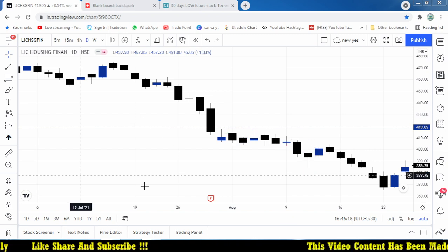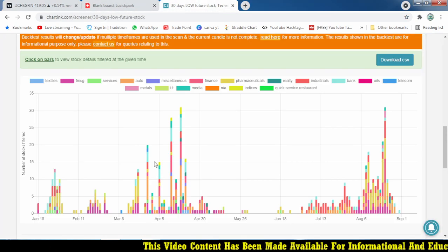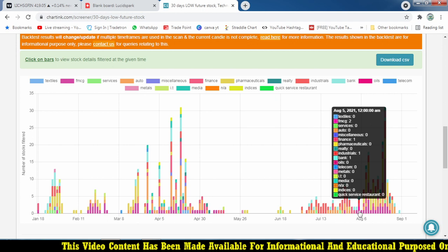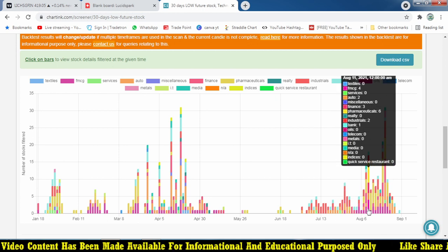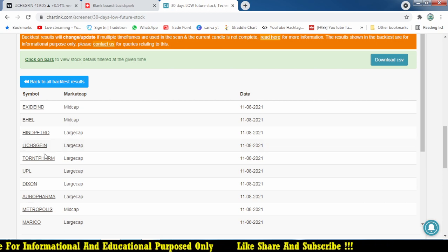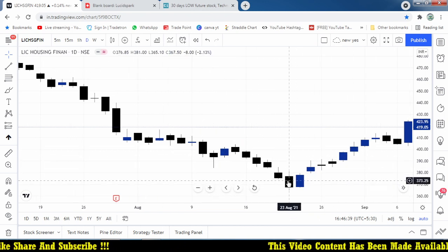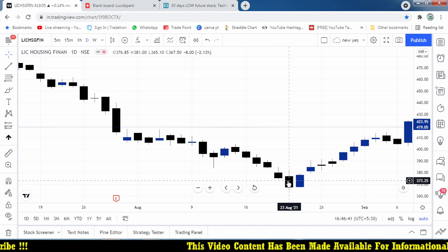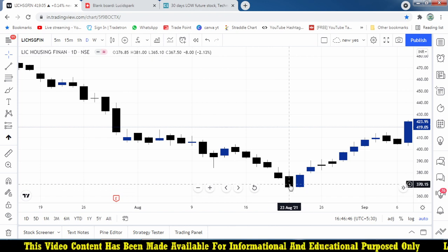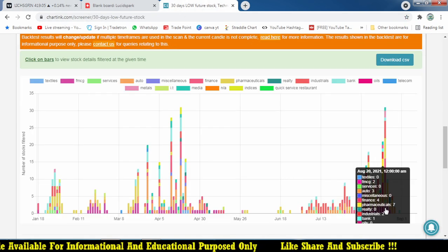Now while checking on the day of 11th August, again the same stock comes. On 11th August, 100% this stock will be in the scanner. You see LIC Housing Finance again in the scanner on 11/8. After that, the stock again started moving down, down, down. On 23rd August, it makes another new lower level. If I check 23rd August, again LIC will come.